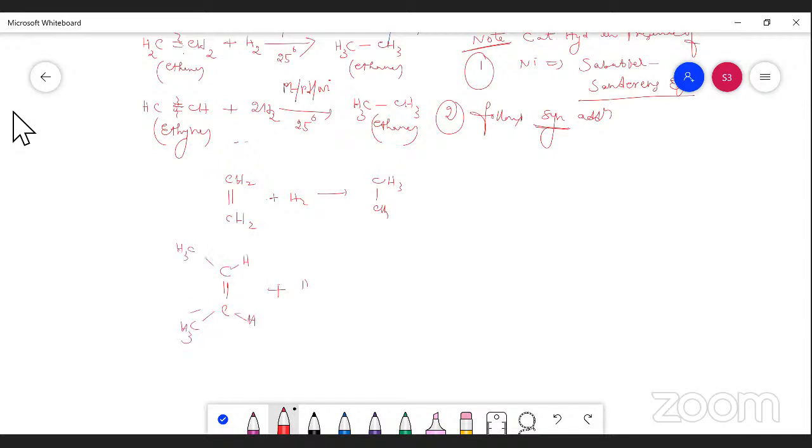In syn addition, suppose the given compound is a cis isomer. We will always get a meso compound. Cis isomer always gives a meso compound. So I am giving an example: C double bond C, with C2H5 and C2H5.